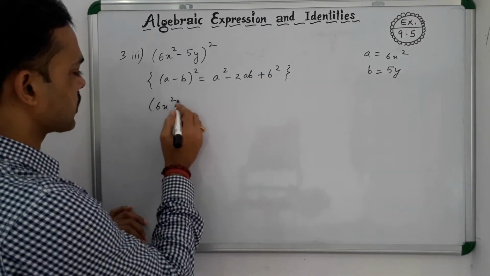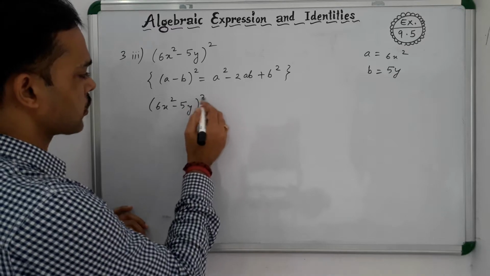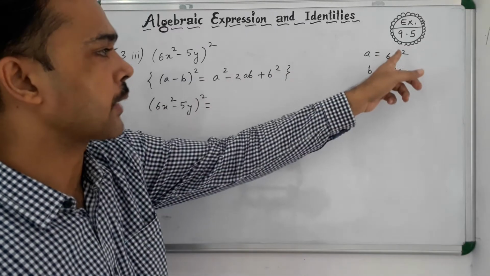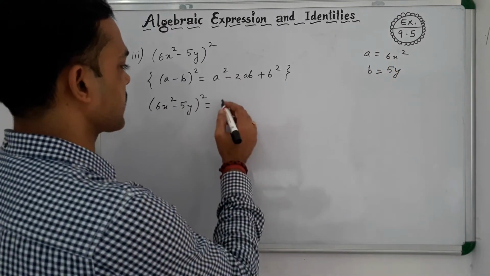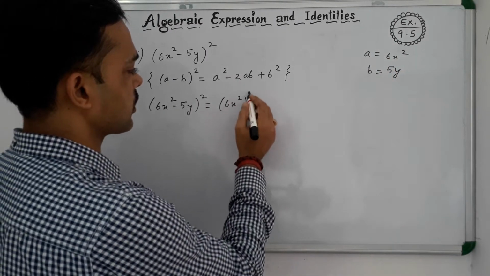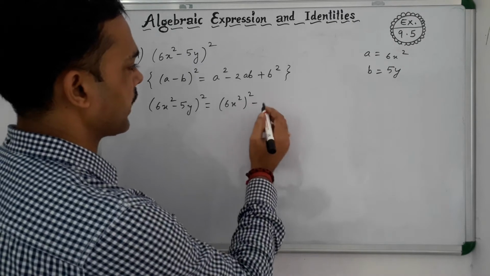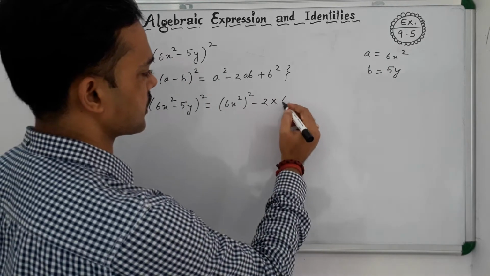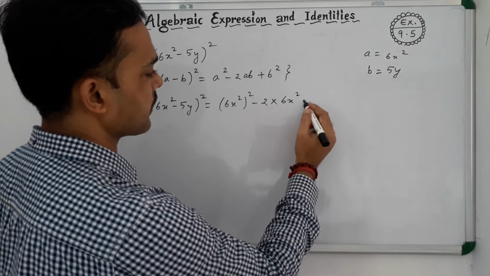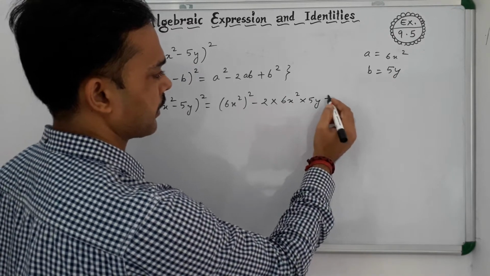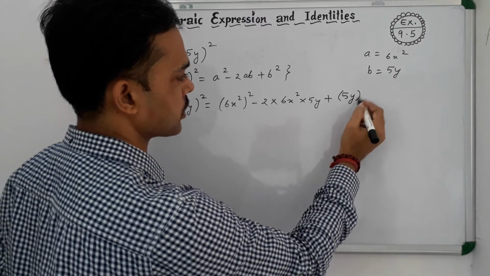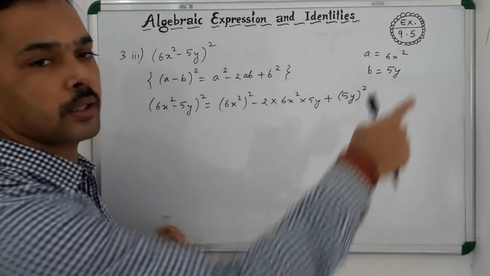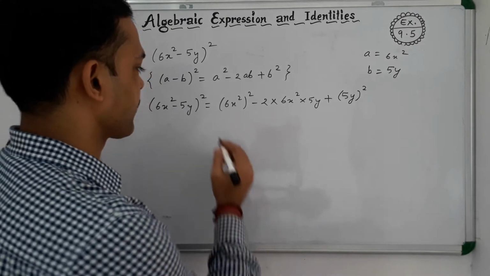That is why (6x² − 5y)² can be written as a², and at place of a you have (6x²)², minus 2ab. At place of a we have 6x², at place of b we have 5y, then plus (5y)². Why? Because it is b², and at place of b we have got 5y.